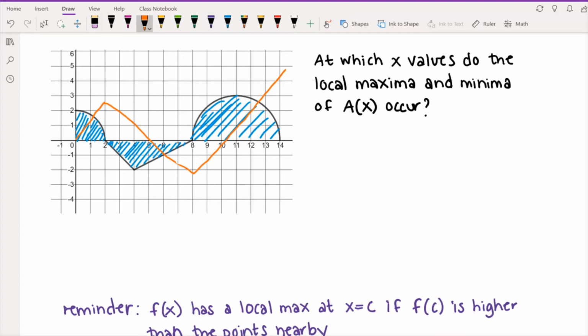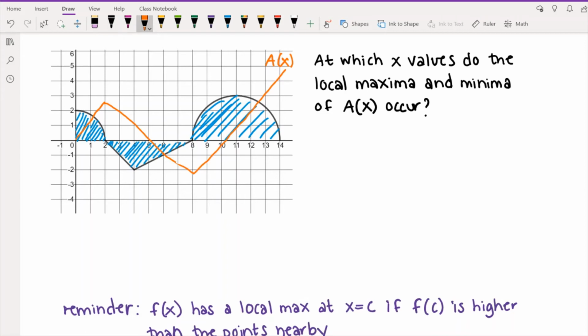So the area function is increasing as long as you're adding in more positive area. It starts decreasing as soon as you're starting to add in that negative area, and then it starts increasing again when you start adding in more positive area. So this orange line is meant to be, again, a very rough sketch of A of x. So now that we have this rough sketch, now we can actually answer the question.